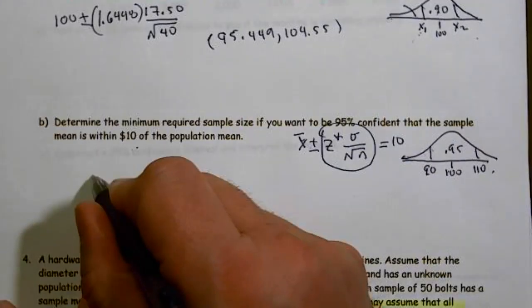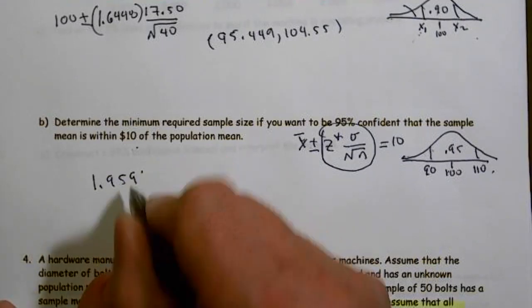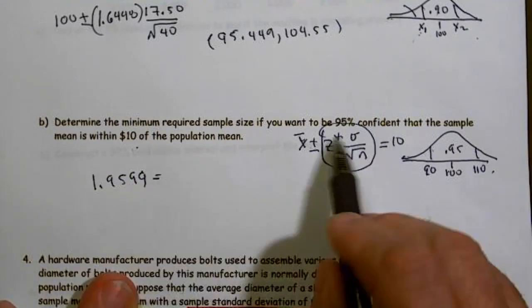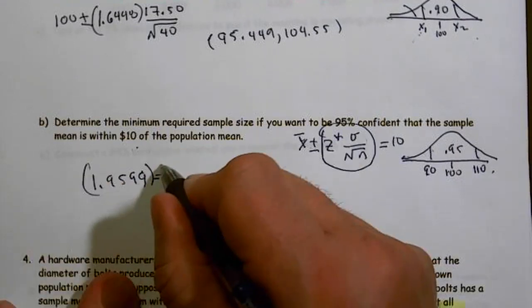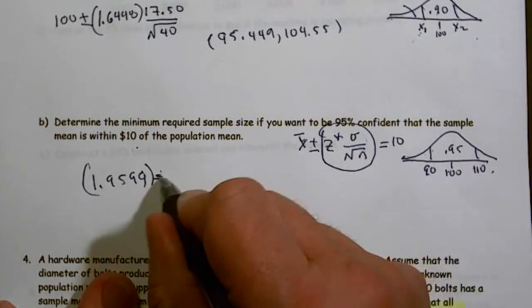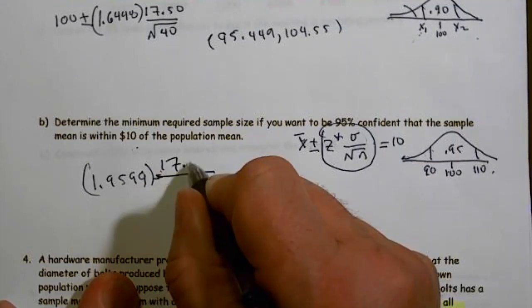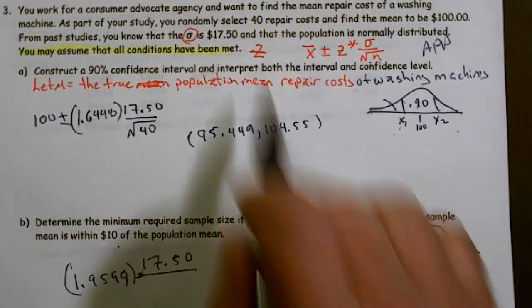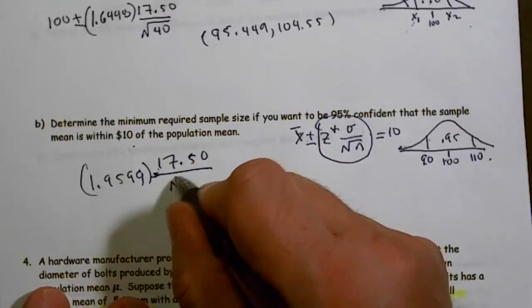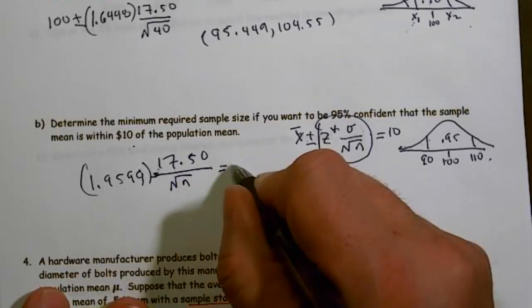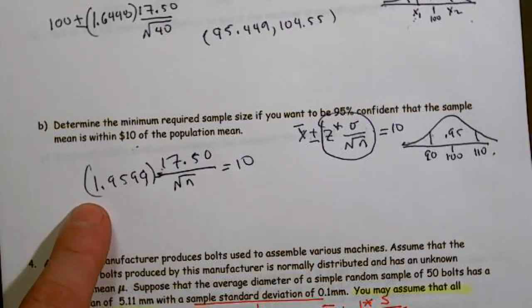So our Z star is 1.9599, times 17.50, and that was our standard deviation from above that they gave us, divided by the square root of n, equals 10. So I'm going to go ahead and multiply these two things together.